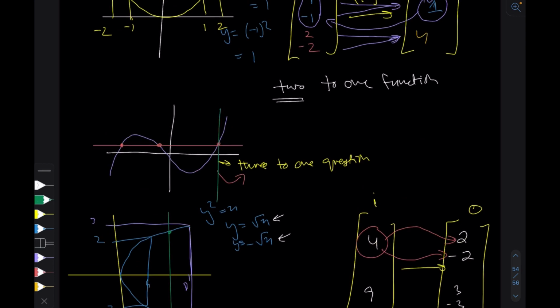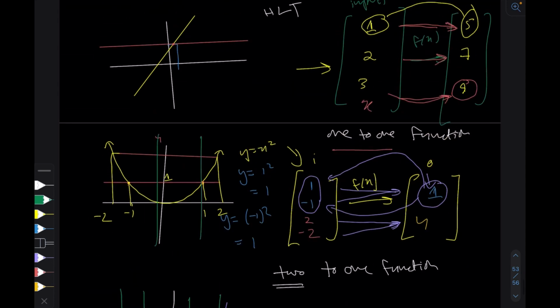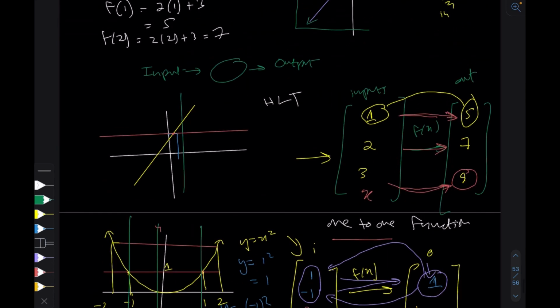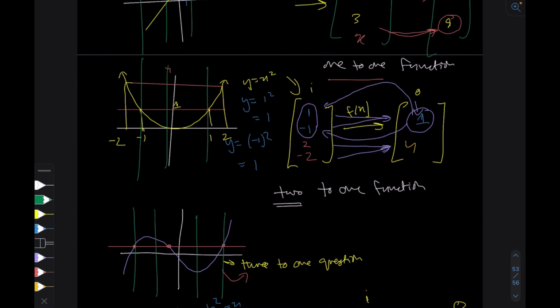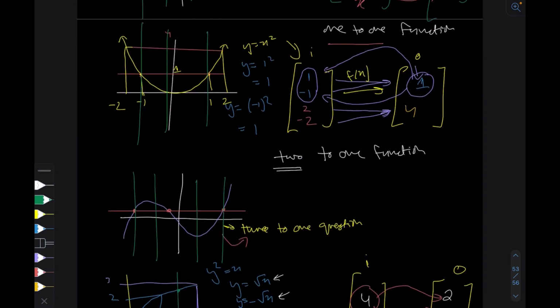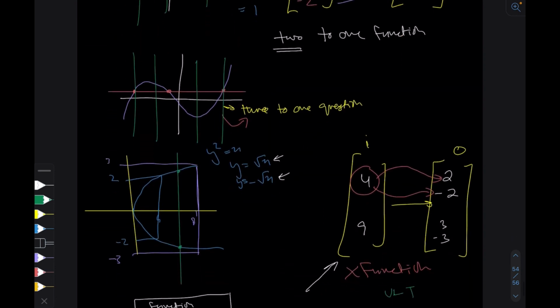Anywhere I drop a vertical line here, it will always have only one intersection. Same goes for this, only one intersection. Same goes for this, only one intersection. So this is how you check whether it is a function or not. Vertical line test is to check whether it is a function or not, and horizontal line test to check what type of a function it is.